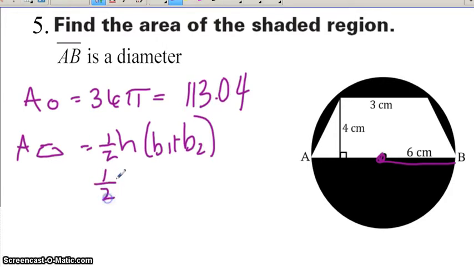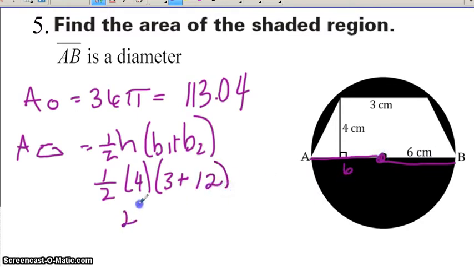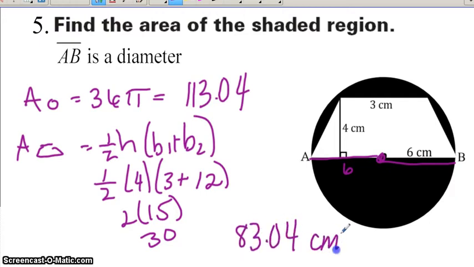And if you realize this, 1/2 the height is 4. The base 1 is the top, which is 3, and the base 2, you've got to be careful. You don't have this piece, but from here to here is a radius. And if the radius of the circle is 6, this is 6, so this is 12. So 2 times 15 is 30. Area of the circle, 113.04 minus 30 is 83.04 centimeters squared.